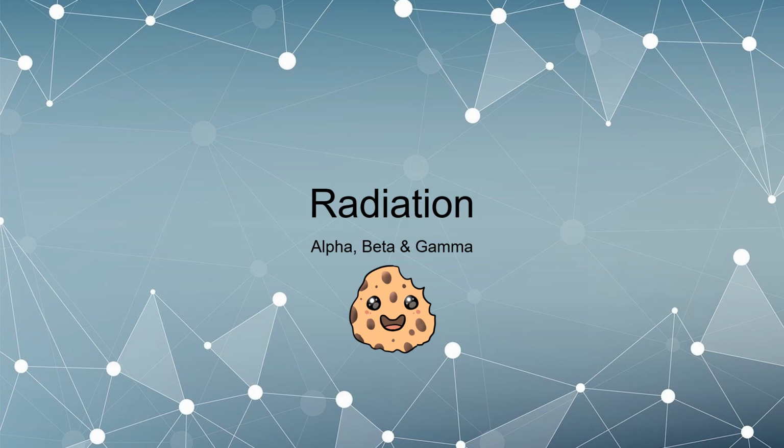Today we're going to be exploring radiation and its three main types, alpha, beta and gamma, as well as some of the properties of radiation.